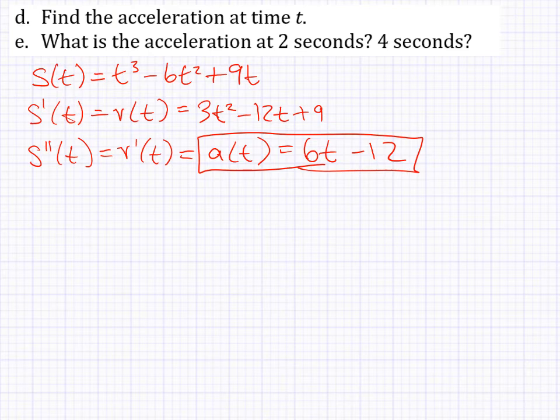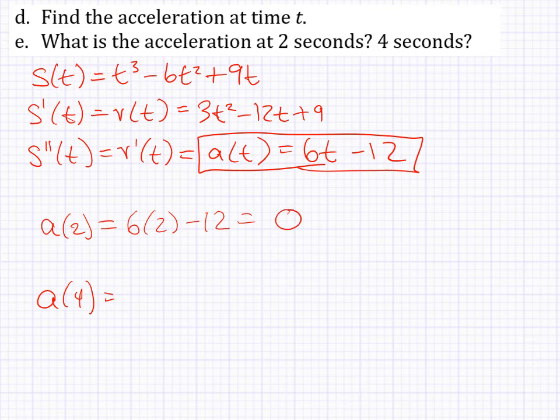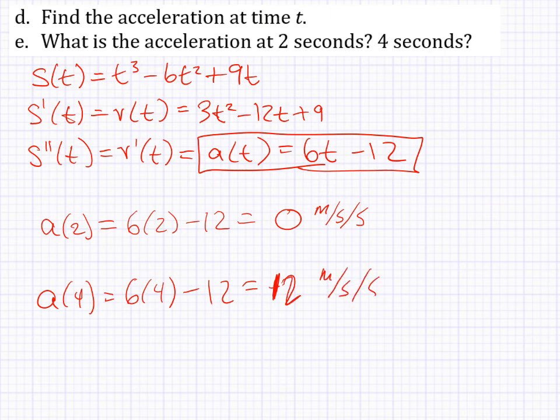The acceleration function. All right, so then E was the acceleration at 2 seconds, and then also what's the acceleration at 4 seconds. The acceleration at 2 seconds would be 6 times 2 minus 12, which is actually 0. And the acceleration at 4 seconds is 6 times 4 minus 12. Now, everything was in meters and seconds, so this is measured in meters per second, and the same thing here. This would be 24 minus 12, which is 12. And this would be meters per second as well.